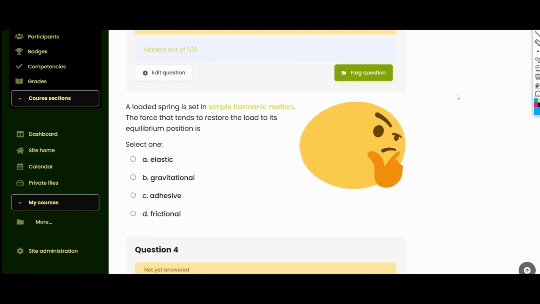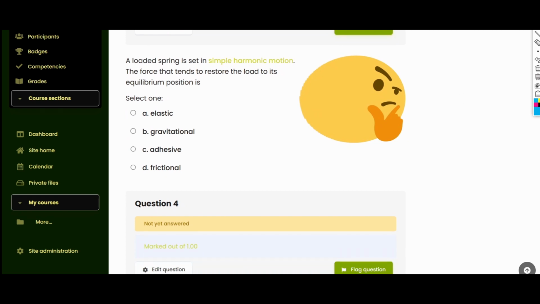Question 3 says a loaded spring is set in simple harmonic motion. The force that tends to restore the load to its equilibrium position is what? If you have a spring, this is a spring at its rest position. If a force F is applied to this spring, stretched maybe to this position, there's a force that tends to pull it backward, which we know as the restoring force.